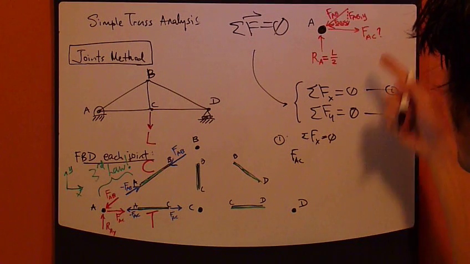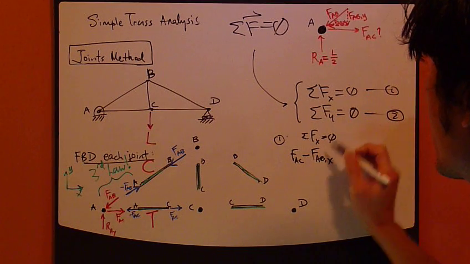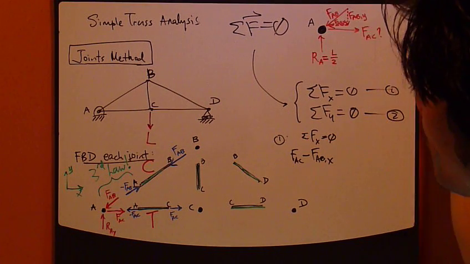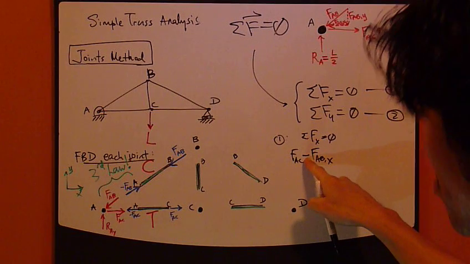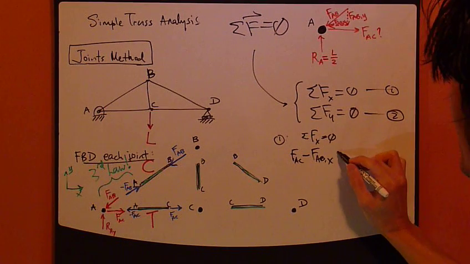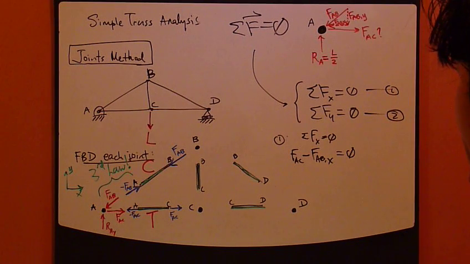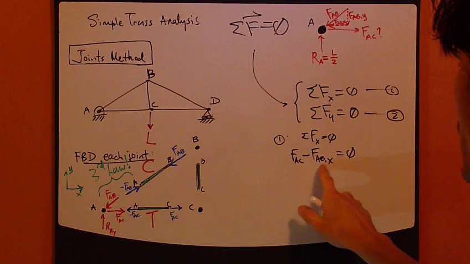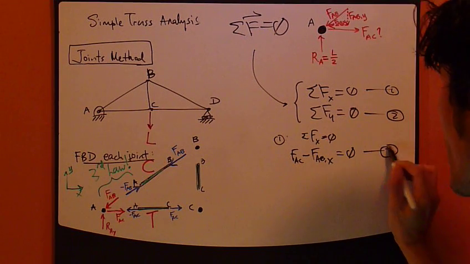In this equation, I have FAC and I have negative FAB x. This guy right there is going to the left in the x direction. Since it points in the negative x direction, I right away build the negative value here. And that's it. There are no other x forces. Equals 0. Now in this equation, I don't know any of these, so there are two unknowns. That's okay. Leave it there for now.